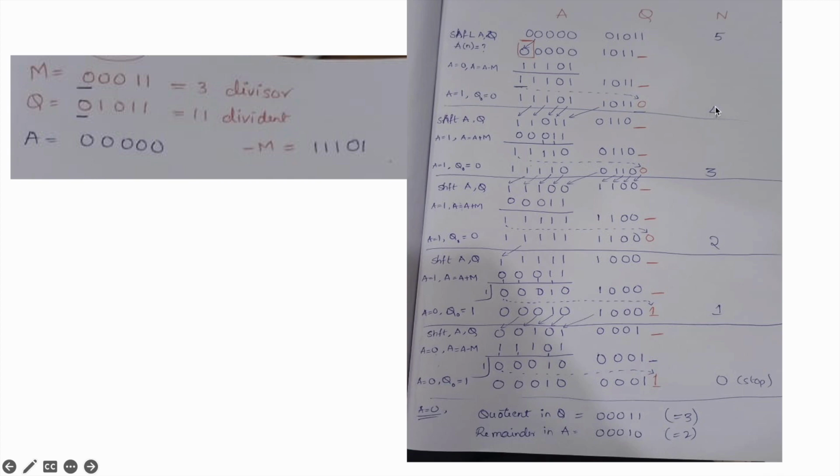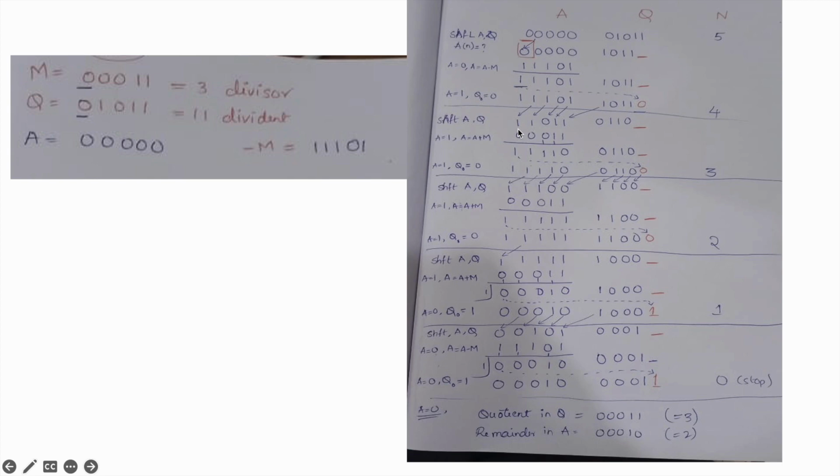Now decrement the value of n. So n becomes 4 now. So we have to repeat the same steps for the next cycle. So shift left a and q. So each bit is shifted leftwards, and this value we don't know. So we keep it as blank.